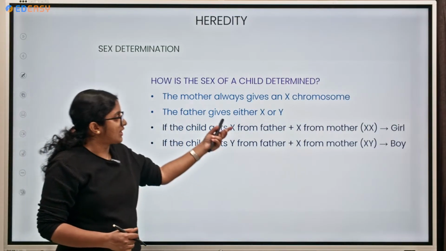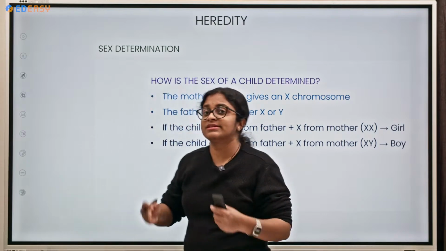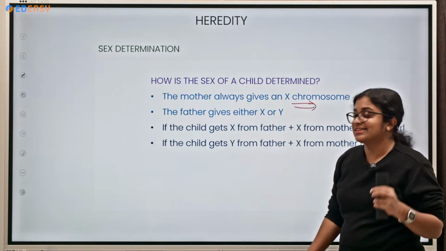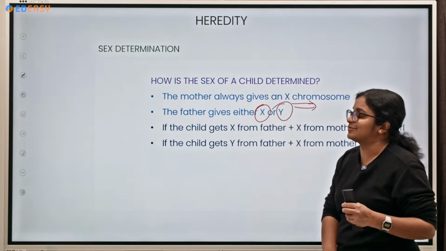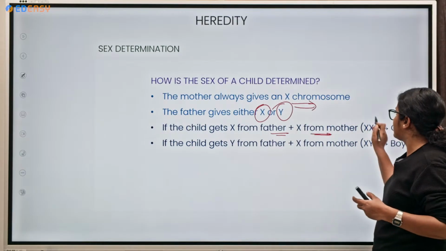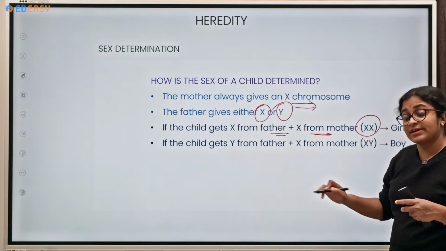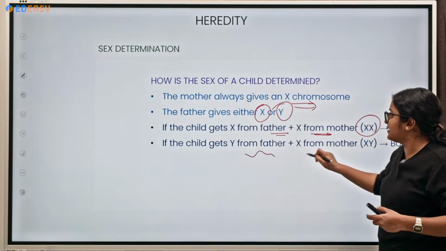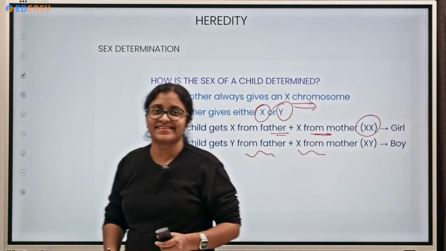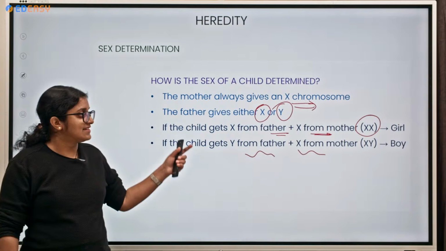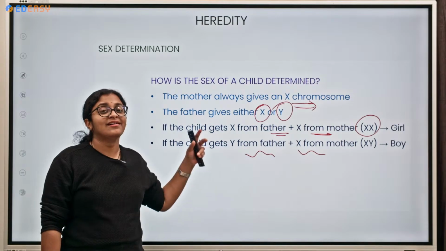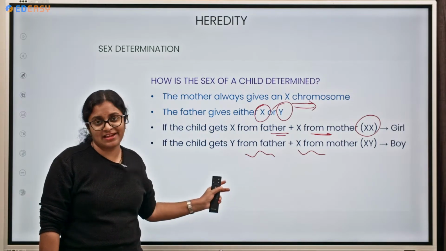So how is the sex of the child determined? The mother is always the contributor of the X chromosome. The father gives either an X or a Y chromosome. So if the child gets X from father and X from mother, the combination is a girl, XX. Or if the child gets Y from father and X from mother, the combination is XY, which means it is a boy. So the sex determination is completely dependent upon the father, the male parent, not the female parent.